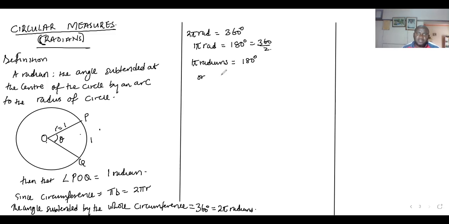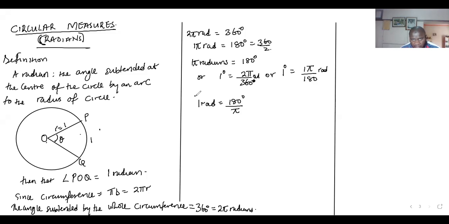Or one can also say 1 degree is equal to 2 pi out of 360. So still, one can say 1 degree is equal to pi out of 180, but these are in what? In radians. So we are converting degrees to radians. So 1 radian is always equal to 180 degrees out of pi.